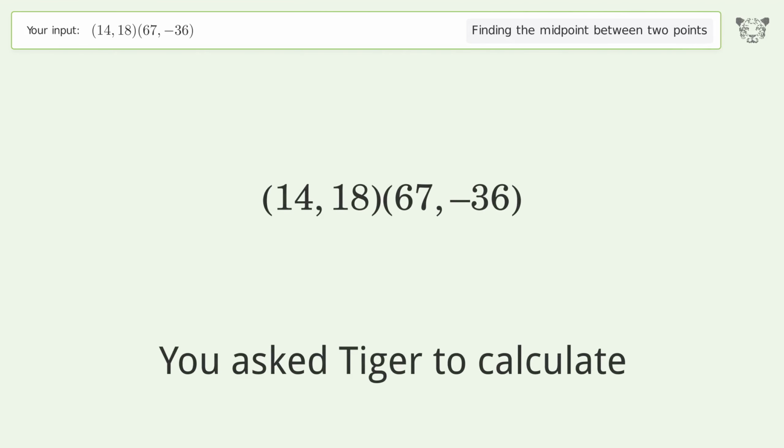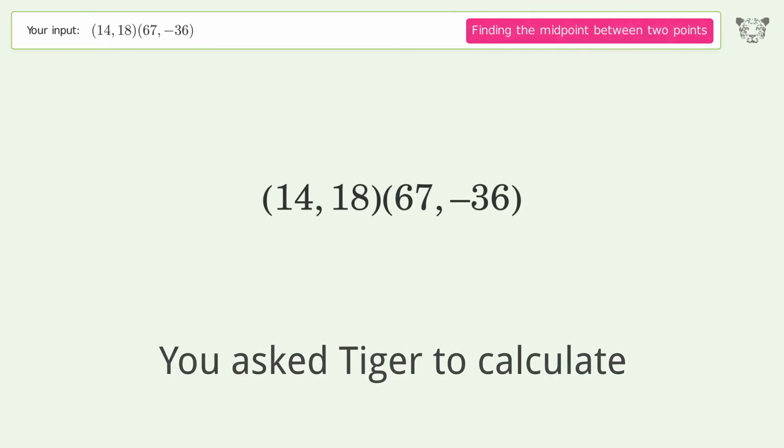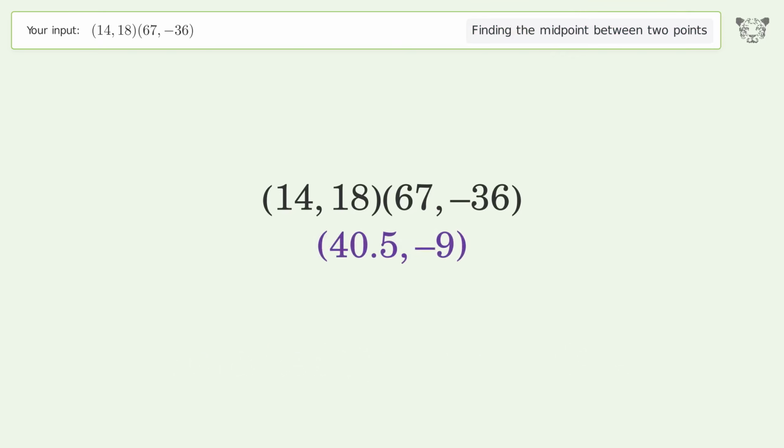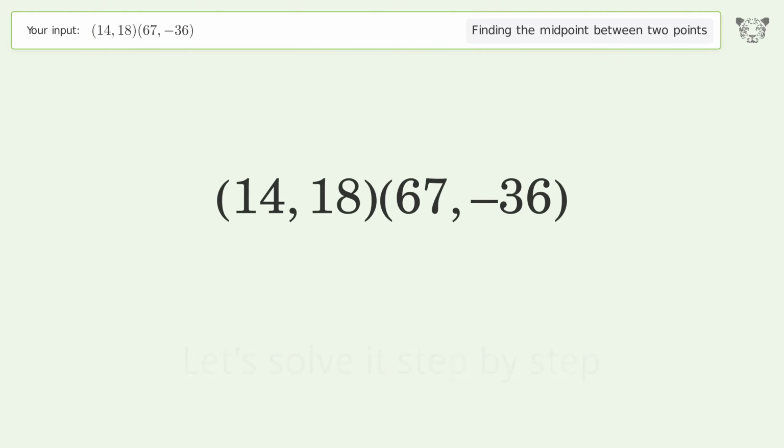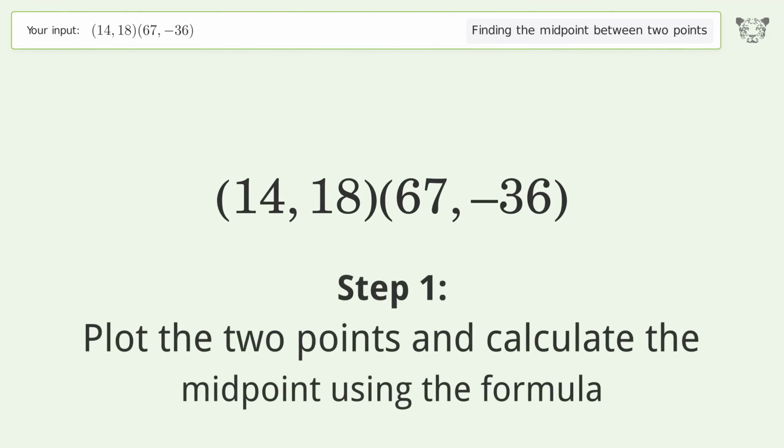You ask Tiger to calculate. This deals with finding the midpoint between 2 points. The midpoint between the 2 points is 40.5, -9. Let's solve it step by step. Plot the 2 points and calculate the midpoint using the formula.